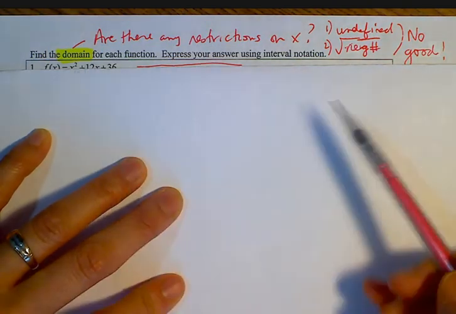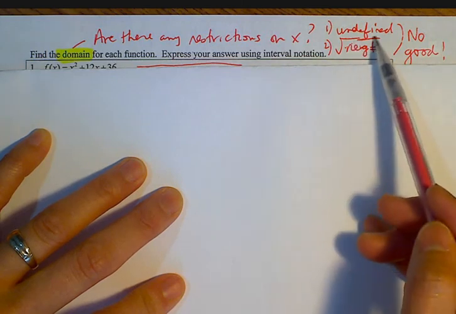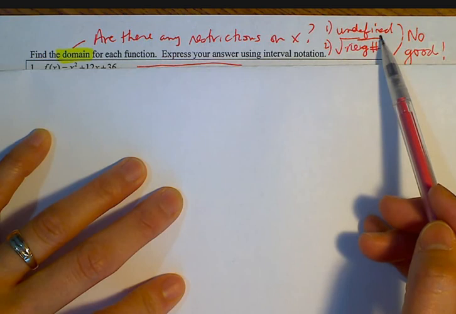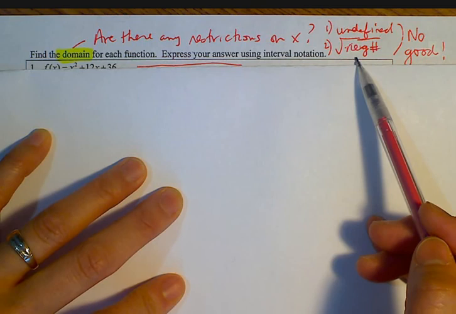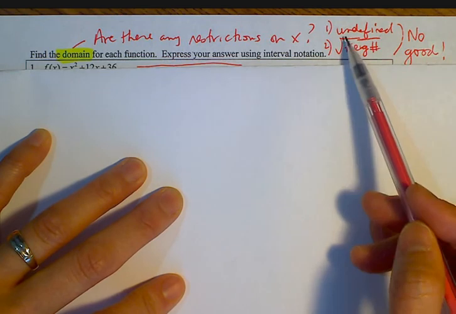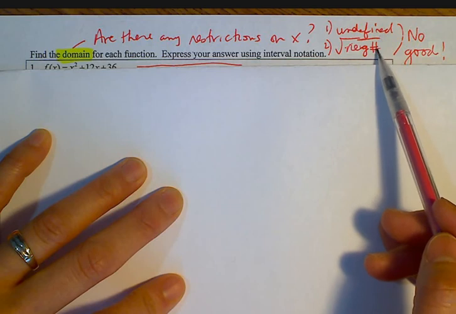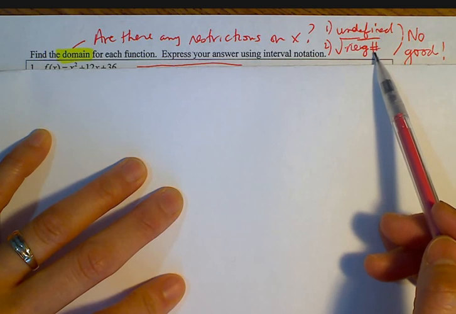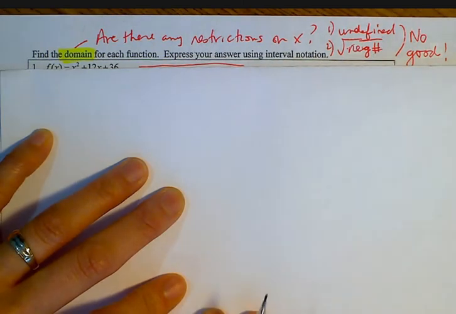So the two things you want to be careful with are that x cannot be undefined, meaning you can't have 0 in the denominator, and you can't have a negative number under a radical. Okay, so these are basically no good: undefined and the square root of a negative number. Besides these two things, if your function has x's, it can be any number it wants to be. If you keep that in mind, then these questions are easy to answer.